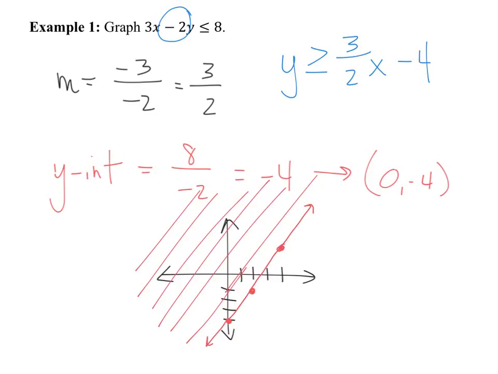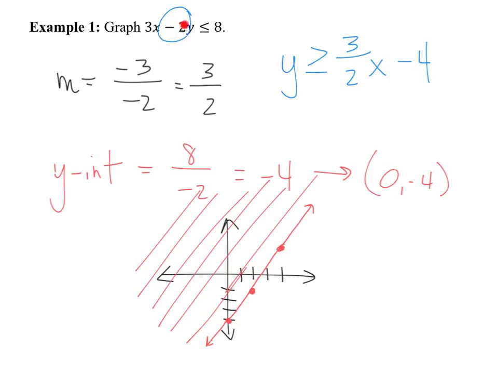Another way to do this, instead of testing, if you ever get it into y equals mx plus b form, just look at the inequality sign. If it says greater than, it's above the line. If it says less than, it's below the line. Okay, it's not obvious in the original inequality that we started with here in standard form. Okay, this is not obvious that we were shading above. We had to test the point to do that.